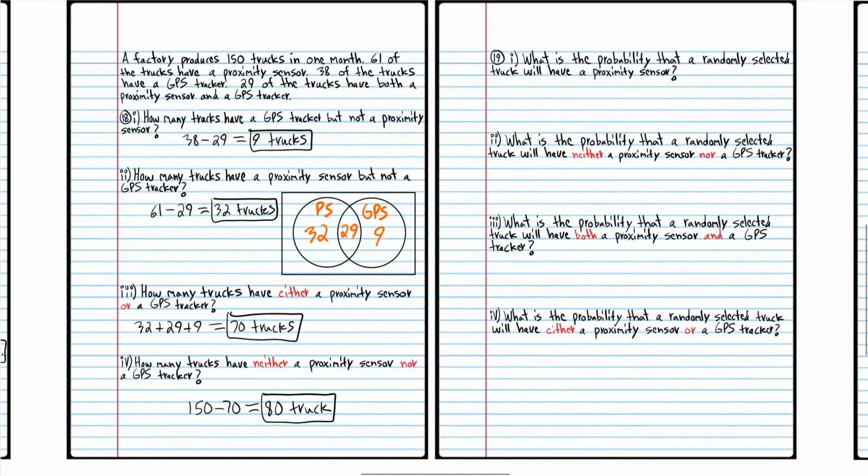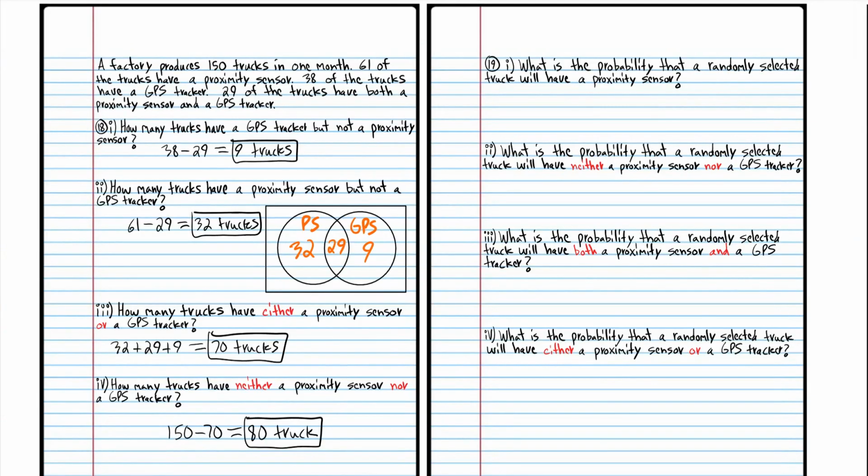Okay, go ahead and try number 19. Number 19 uses this information here, and when you come back we'll do it together. Okay, we're back. So what is the probability of randomly selecting a truck that has a proximity sensor? So there's 61 trucks that have proximity sensors and 150 trucks total. There you go.